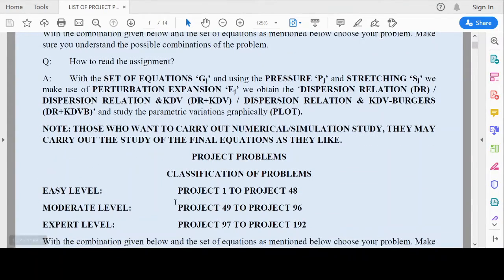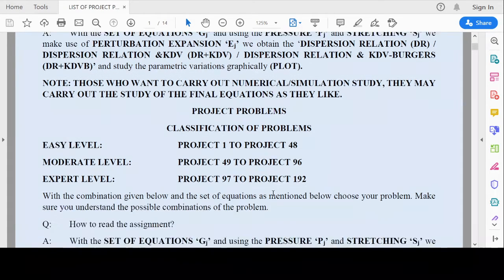So there are three levels. Level 1 is the easy level, up to project number 48. 49 to 96 is moderate, and 97 to 192, that is 96 problems, are a bit laborious but easy.